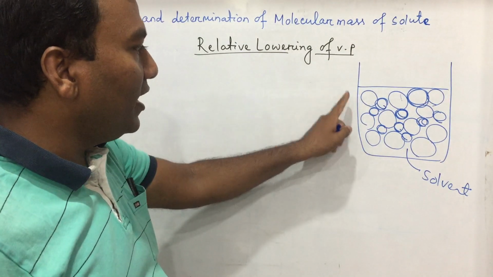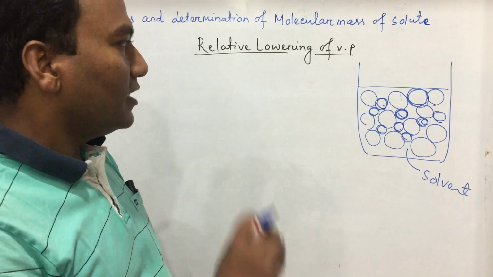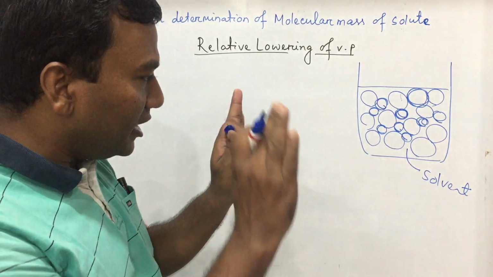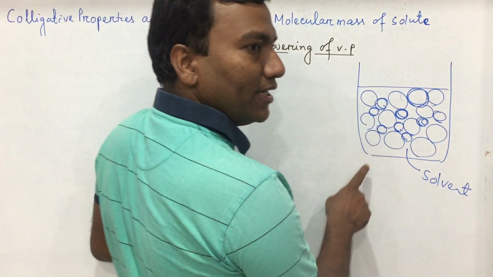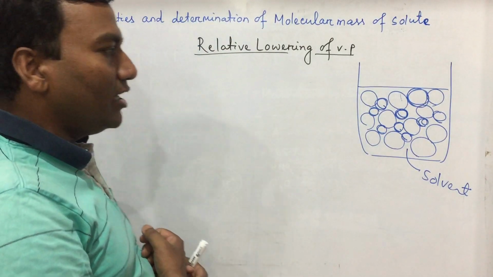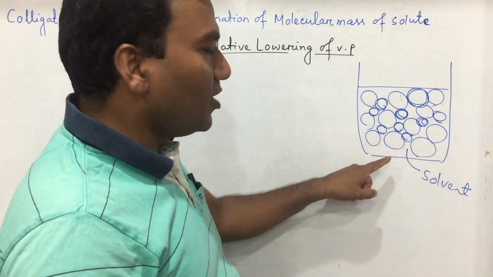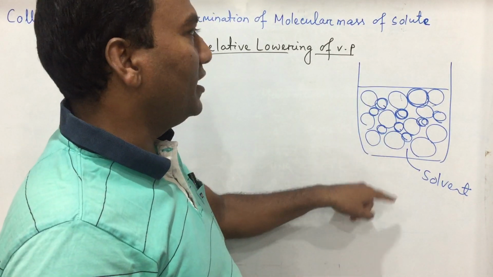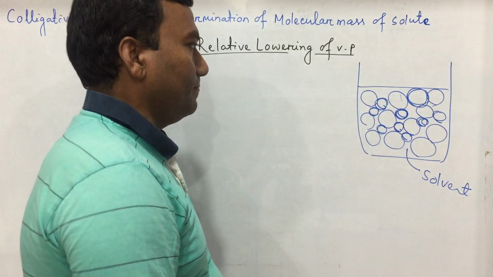Again, when a non-volatile solute is added to the solvent, the solute particles occupy the intermolecular space of the solvent molecules. Hence, the escaping tendency of solvent molecules decreases. As a result, fewer molecules convert into vapor state, hence vapor pressure decreases.